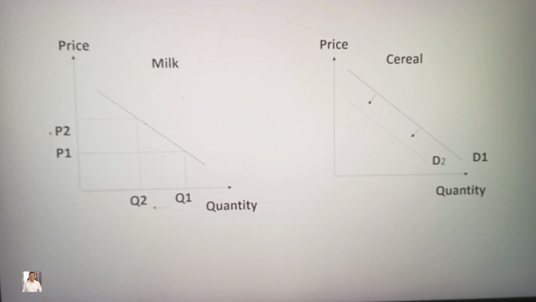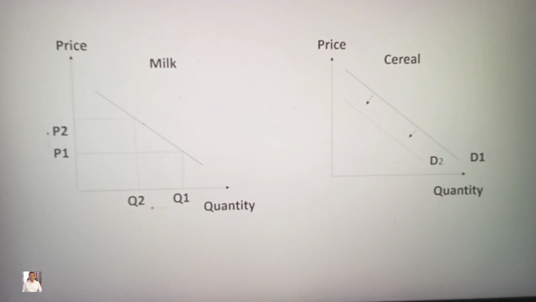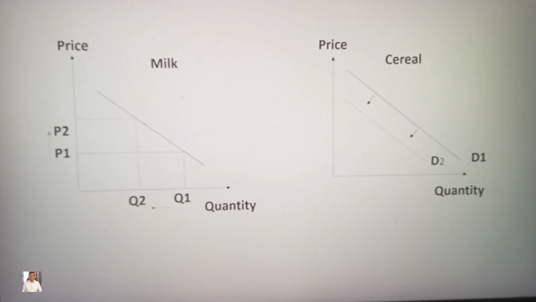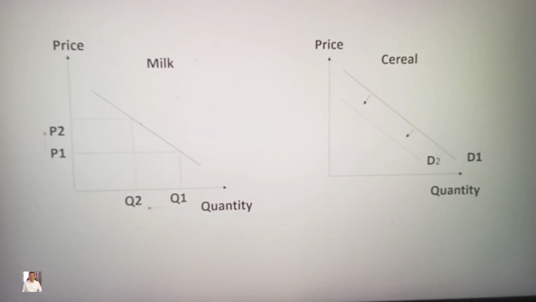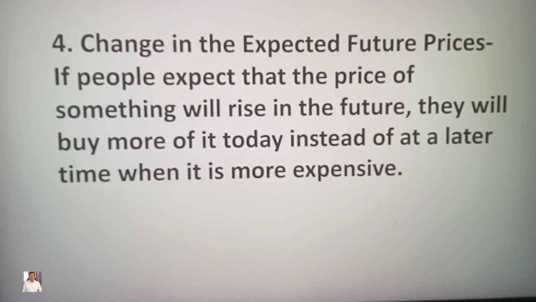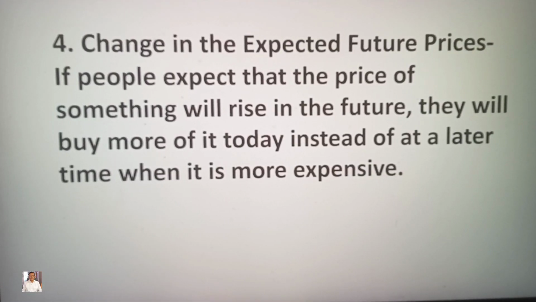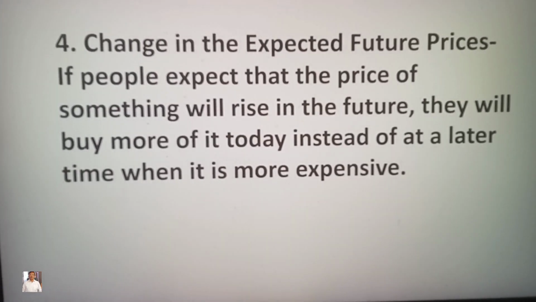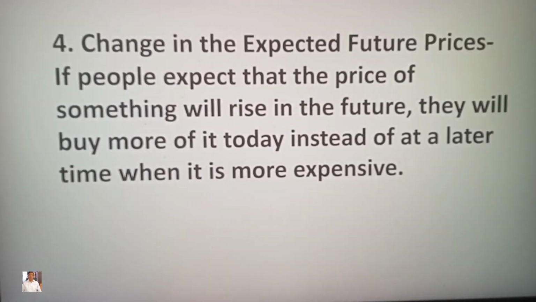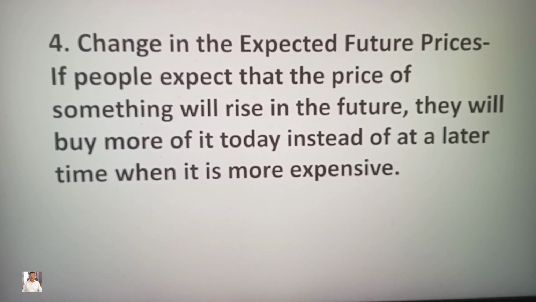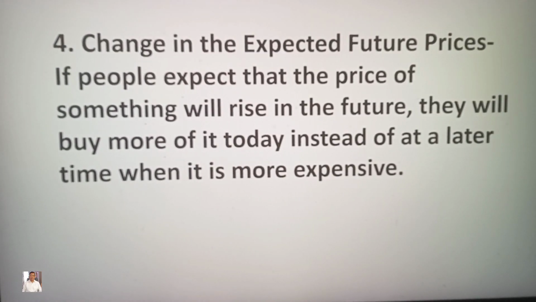In figure, milk and cereal are complementary good. Demand curve of cereal has shifted left from D1 to D2 when the price of milk has increased from P1 to P2. Fourth, change in the expected future prices. If people expect that the price of something will rise in the future, they will buy more of it today instead of at a later time when it is more expensive. For goods like oil and gold, people often buy in anticipation of rising prices.